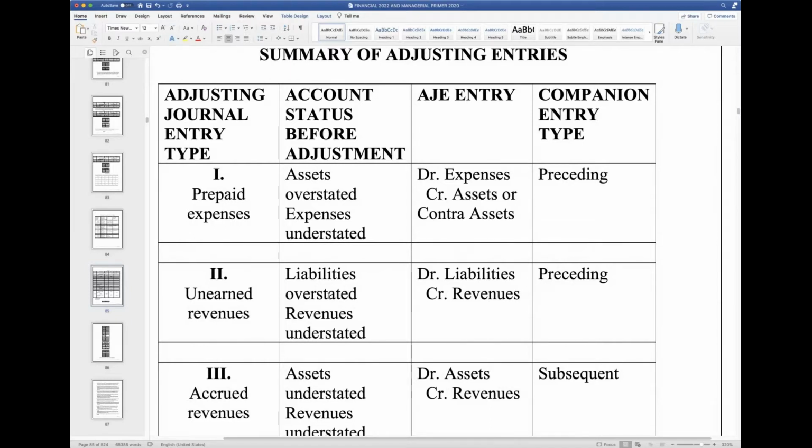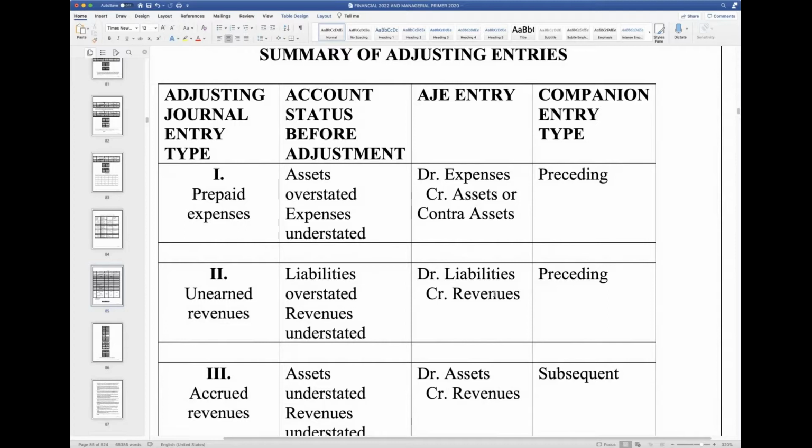Earning revenue: before we record the entry, liabilities are overstated and revenues are understated. And so we're going to debit the liability and credit revenues. There was a preceding entry where we got cash. But once we do the work, we deliver the goods, we move it from the liability to revenue to show that it's been earned.